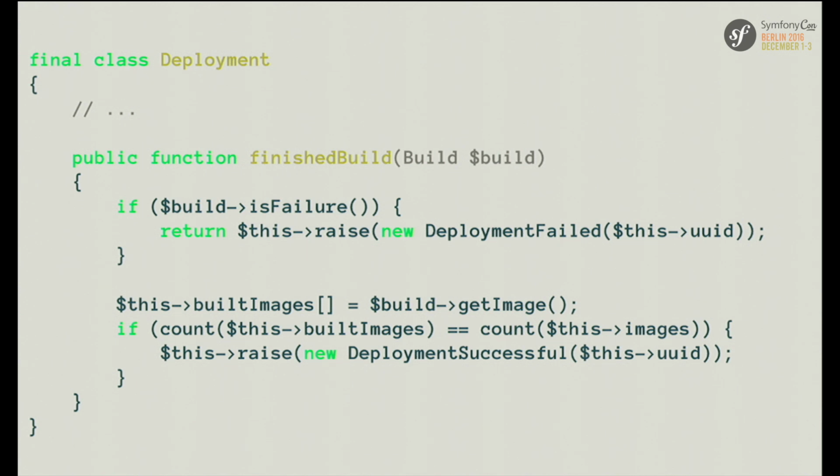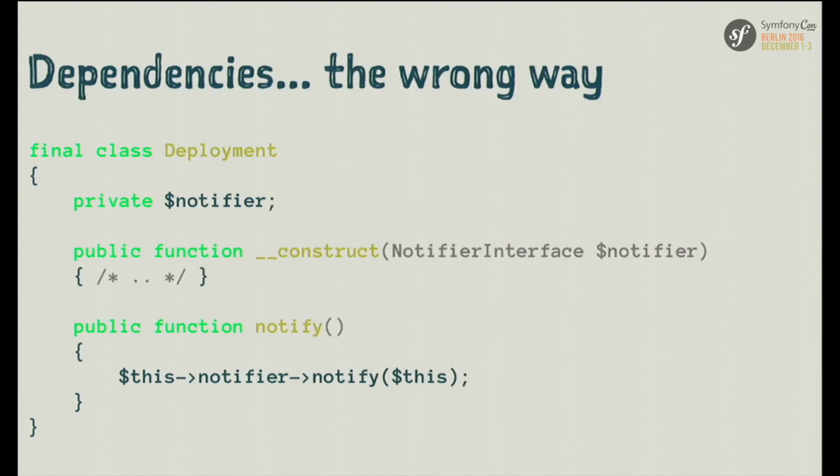And if not, we are still potentially constructing our state. We can say, I'm going to add this build image. And then, if at some point we have the same amount of built images as the amount of images we wanted to build, the deployment is successful. And we're done.